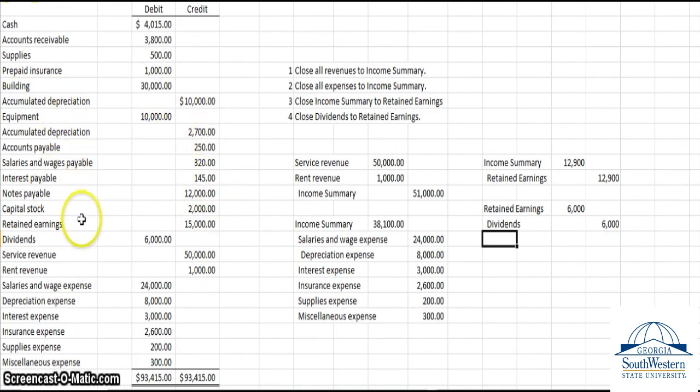The last account you're going to see is retained earnings, but it will not be for $15,000. It will be updated to the new amount of $21,900. And again, we know that because the 15 is the beginning. We increased it here for $12,900 and we decreased it for $6,000. So this total will now equal what is on the retained earnings statement as well as the balance sheet.